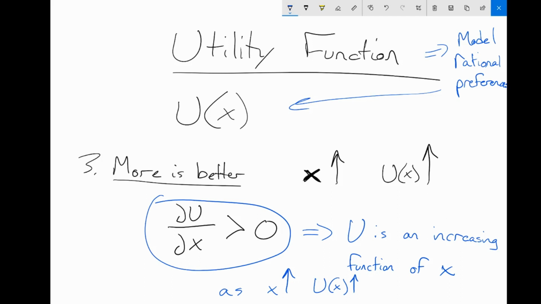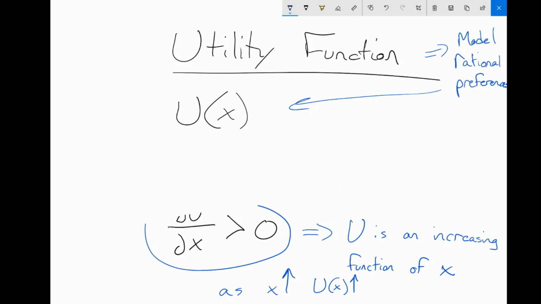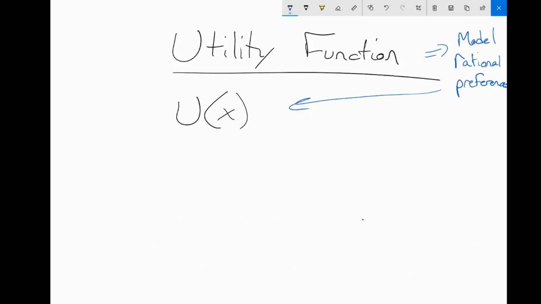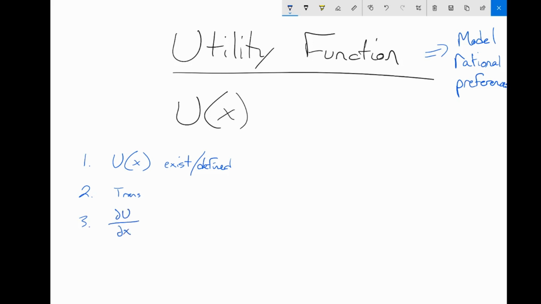Let's summarize. What are the characteristics that u of x needs to have? 1. U of x needs to be defined. It needs to exist, or we could say defined for the relevant values of x. It needs to satisfy transitivity. I'll just write that, transitivity. And it needs to be an increasing function of the good or the action. All right, so the derivative needs to be positive.